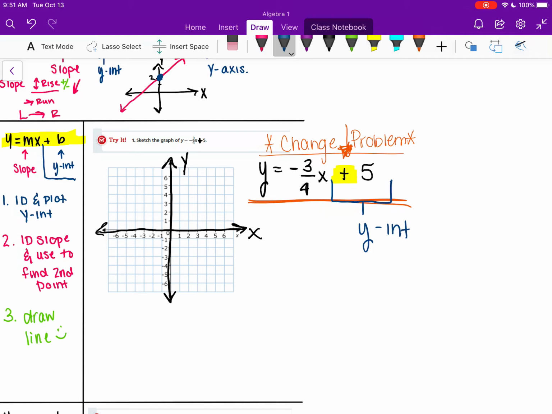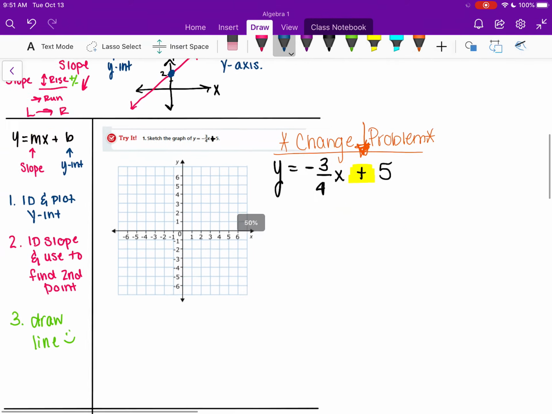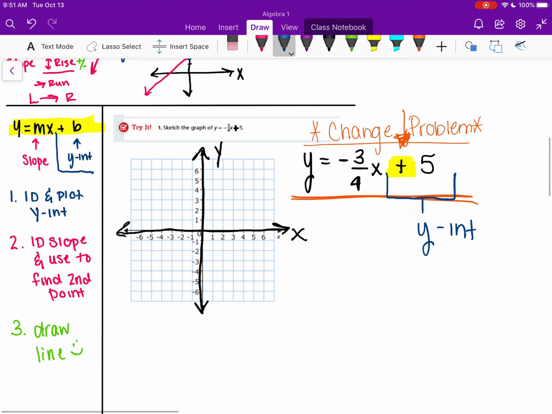Because it is the number that's not connected to the x, that means that my y-intercept is on the y-axis at positive 5. So we find positive 5 and we plot that point. So we did step 1. We identified and plotted the y-intercept. Now step 2 is identify the slope, and then we're going to use it to actually find another point on the line. So we know the slope is the thing that's connected to our x. It's like right next to that x.